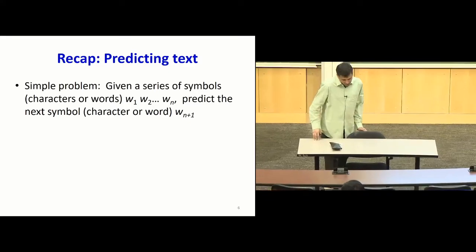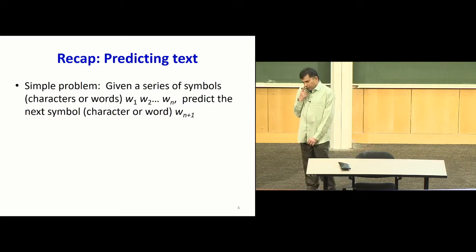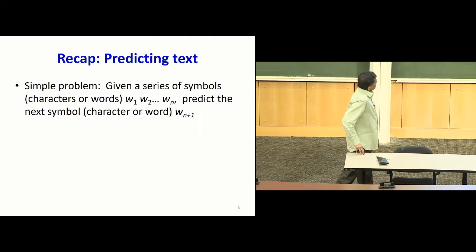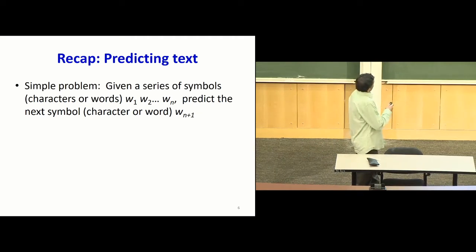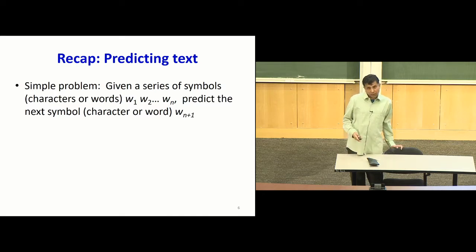Before we continue with this problem, let's quickly recap another problem that we did discuss in the previous classes, which is that of predicting text. Here you have a simple problem. You are given a series of symbols, which could be characters or words, and you have to predict the next symbol. So you might have, say, words W1 through Wn, and then you have to predict what the next word in the sequence might be.